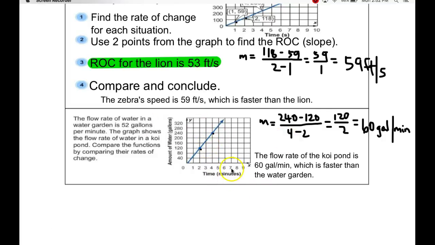So comparing the 60 that I've solved for to the 52 that I was given, the flow rate of the koi pond is 60 gallons per minute, which is faster than the water garden. If you have any questions or weren't sure about that, feel free to back up now and catch up, do it over. Otherwise, we're going to move on to example number 2.